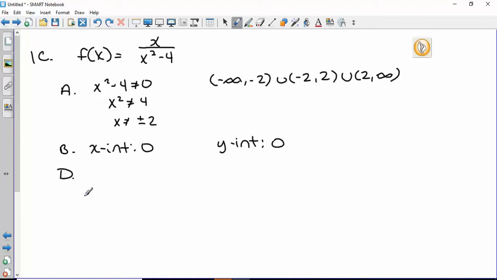So D was the asymptotes. So vertical asymptotes are really closely linked to your domain. Whatever x can't be in your domain, those are your vertical asymptotes. So we have them at negative 2 and positive 2. For the horizontal, how do you work that out?